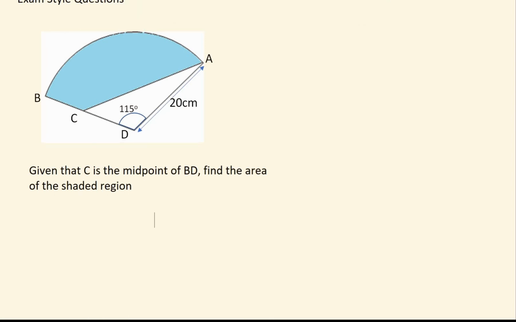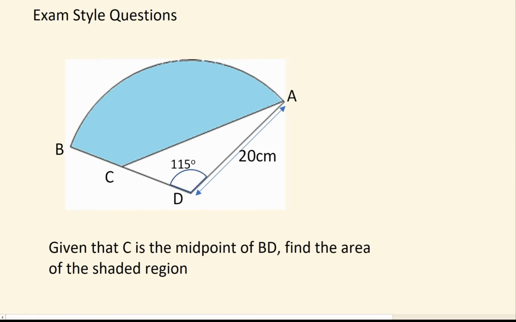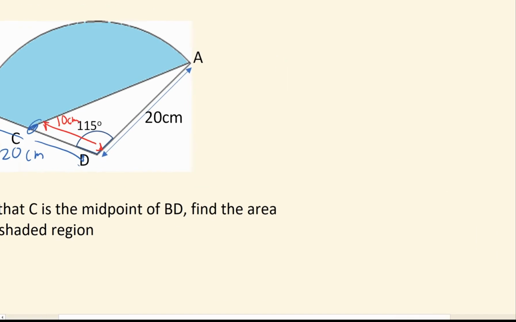Okay, so it's the exact same idea, just looks a tiny bit different. So given that C is the midpoint of BD, so this is in the middle here, we need to find the area of the shaded region. And in this question you would also be told that this is a sector of a circle. That's important because that tells us that this length BD will also be 20 centimeters, and because C is the midpoint, that tells us this length will be 10 centimeters.